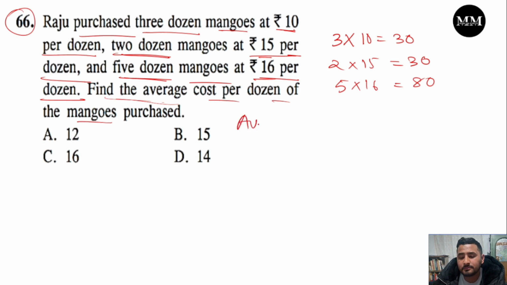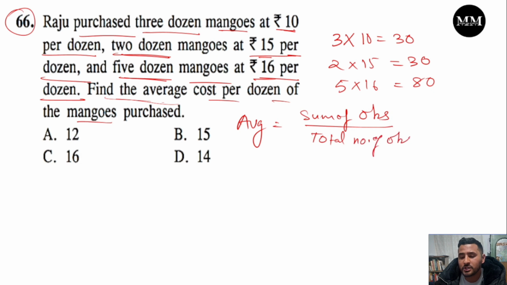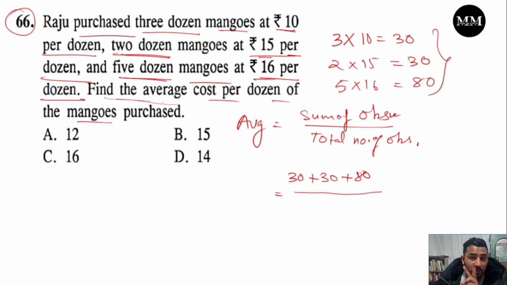Again, average is sum of observation divided by total number of observation. So sum of observation will be which one? This amount. So add, you'll get how much? 30 plus 30 plus 80. Okay, divide by how many numbers? 1 2 3, but there will be not 3. How much? This will be 3.